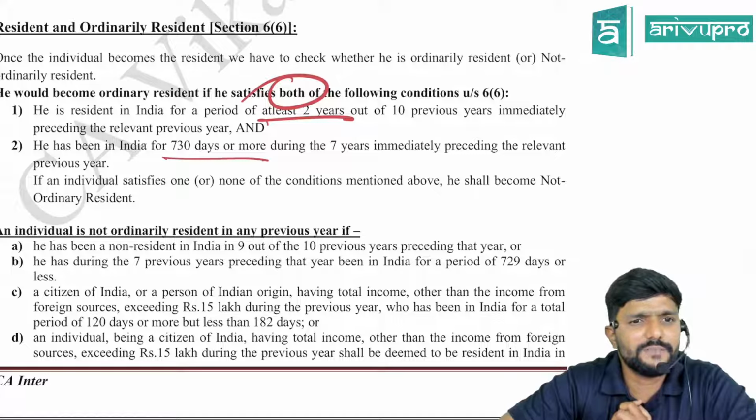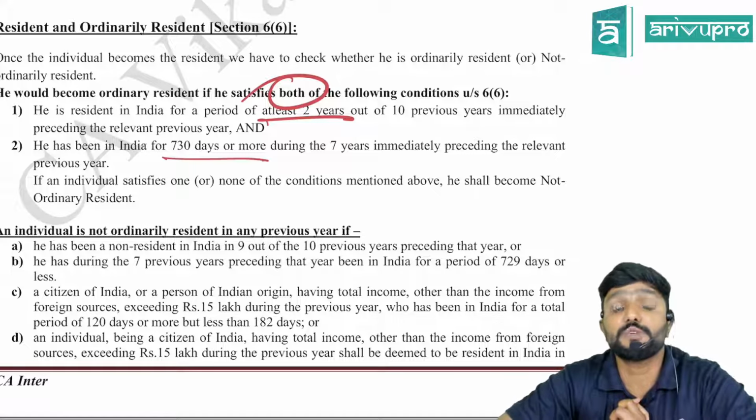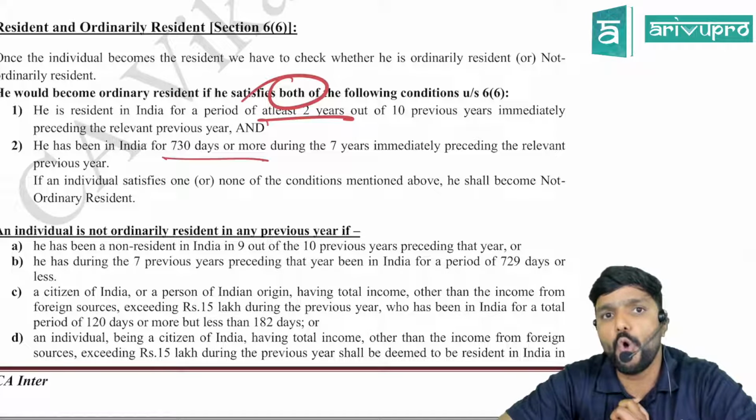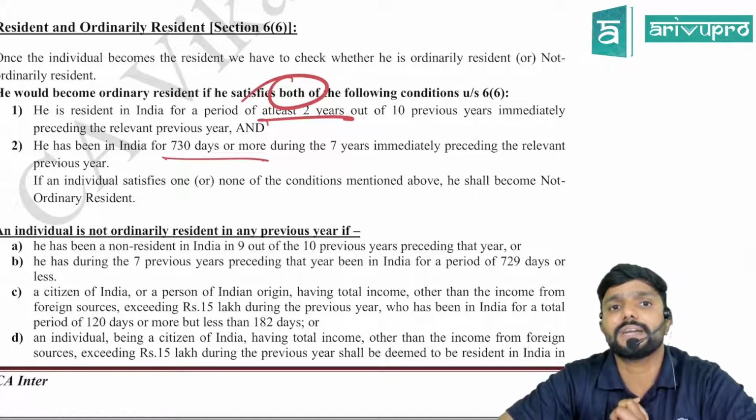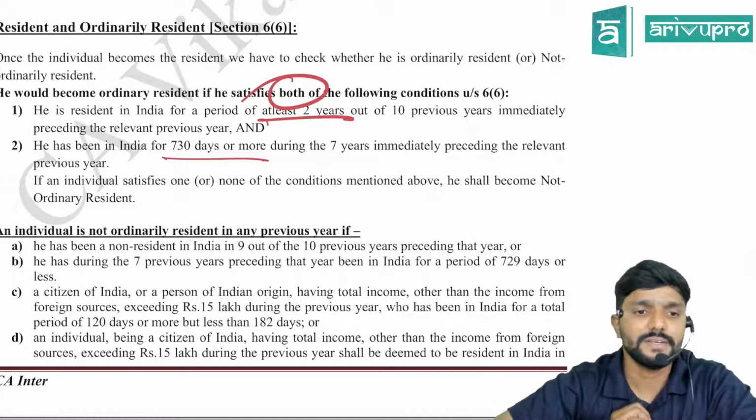Sir, for the first additional condition, does the stay need to be for 2 years? No. That was the doubt. Madam, it is 2 years you should be resident, not stay. Did they use the word stay? No. You should be resident for at least 2 years out of the last 10 years. When will you become resident in India in the last 10 years? When you would have satisfied the 6(1) condition, any one condition in that year.